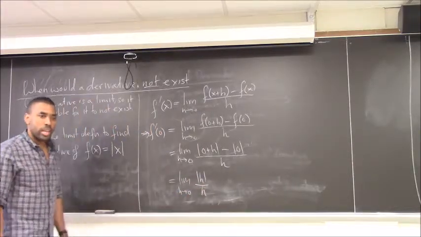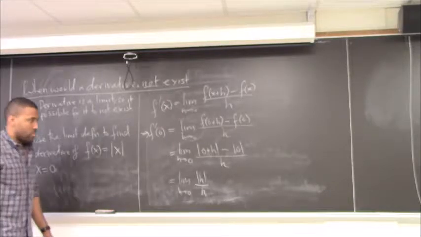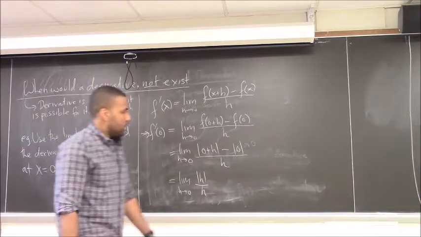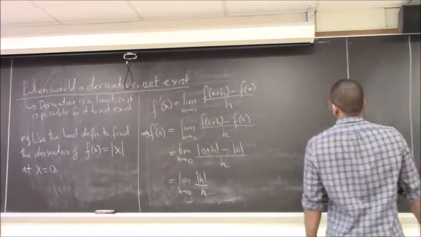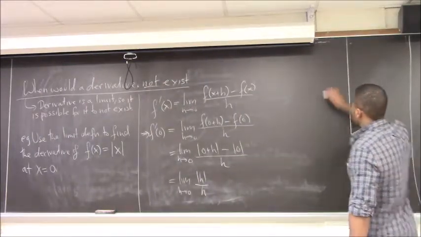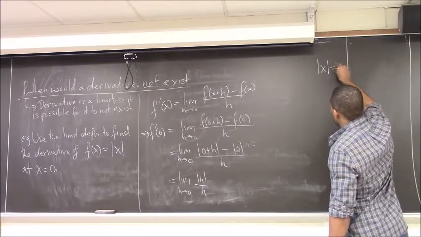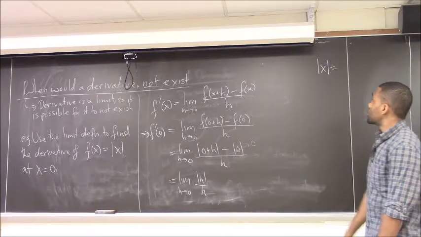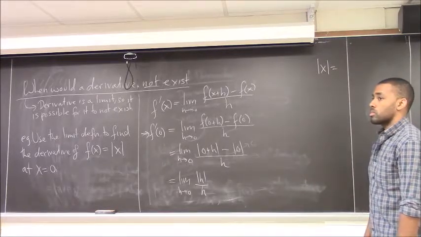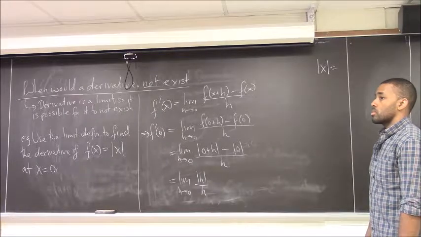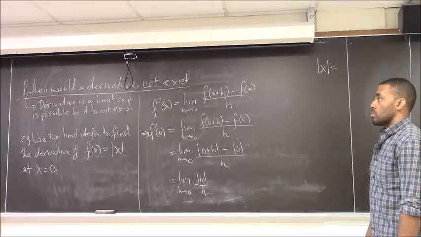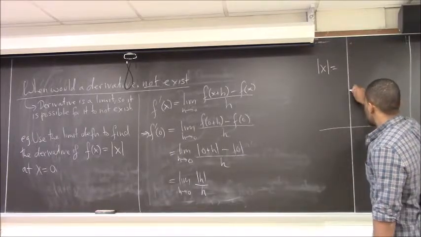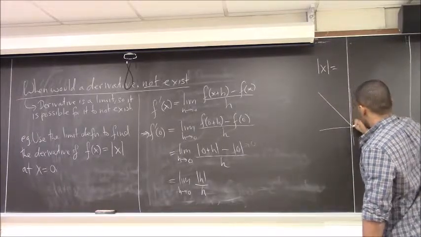Now the question is, what is that limit? Apparently we're dividing by 0, but there seems to be an h on the top that we can work with. But let's remind ourselves: how do we define the absolute value of x? You take a value, you put it into your absolute value equation, and you always get a positive value. What does it look like? It's a V. It comes down like this and goes up like that.